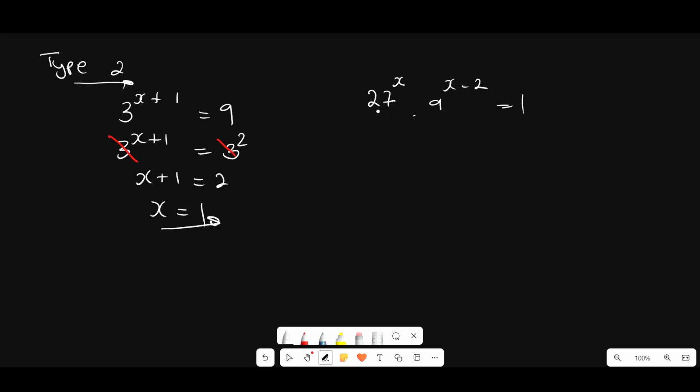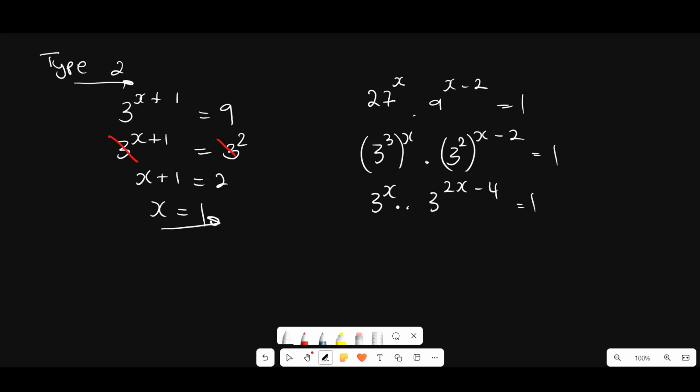So the prime factor here will be 3 raised to the power 3, and then times that x. Do the same with 9, so it will be 3 raised to the power 2, and then times x minus 2, which is equal to 1. Then I multiply inside, therefore 3 to the power 3x times 2x minus 4 is equal to 1. Here I'm multiplying the same bases, and hence I add the exponents.